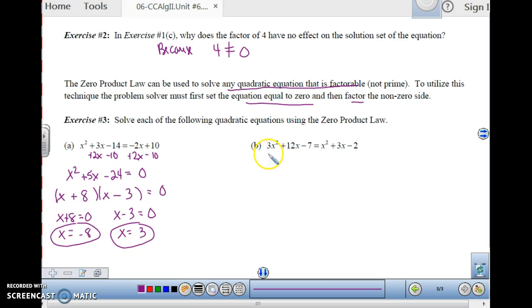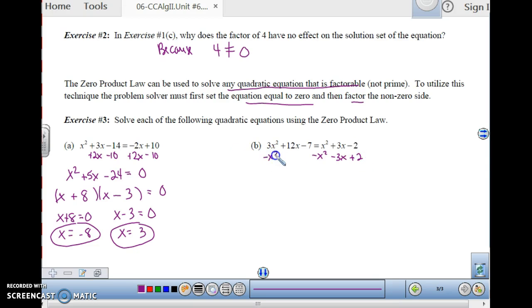Let's try another one. 3x squared plus 12x minus 7 equals x squared plus 3x minus 2. Okay, this one has x squareds on both sides, so we want to get it equal to 0. Now, a good rule of thumb when you're doing these is to keep your x squareds positive if at all possible. It's a lot easier to factor that way. So since I want this equal to 0 and I want x squared to be positive, 3x squared is bigger over here. So I want to move this side of the equation over here. So I'm going to subtract the x squared, subtract the 3x, and add the 2.